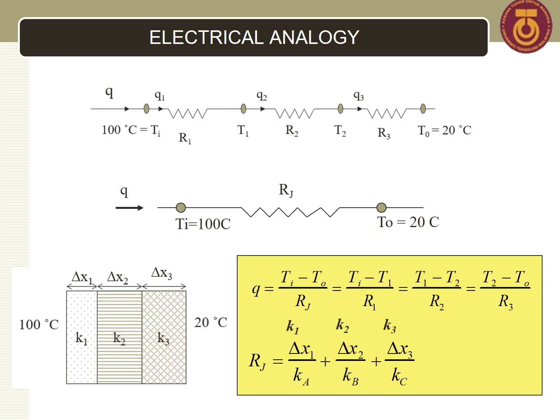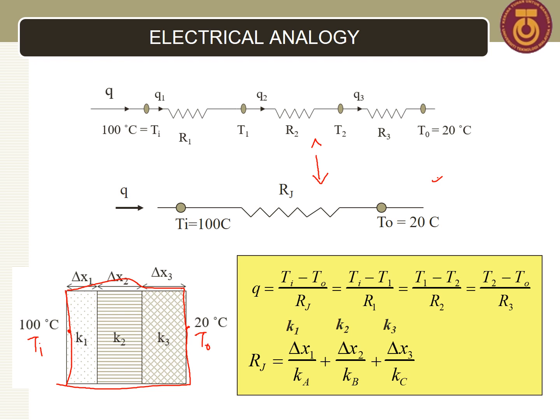Now let's see a few more things regarding this system. First, this circuit can actually be simplified into this. If we see this whole system as a whole, like this, here we have Ti and here we have T naught.